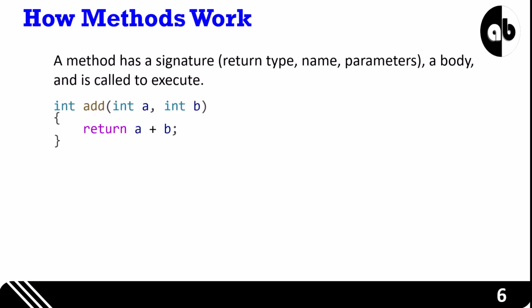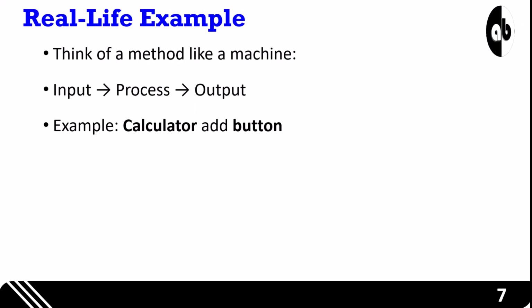How methods work. A method has a signature, a return type, a name, parameters, and a body, and is called to execute. In code, a signature like int add(int a, int b) defines how we interact, and the return statement returns the result back. Real-life example. Think of a method like a machine. You provide an input, it performs a process, and it delivers an output. A classic example is a calculator's add button.